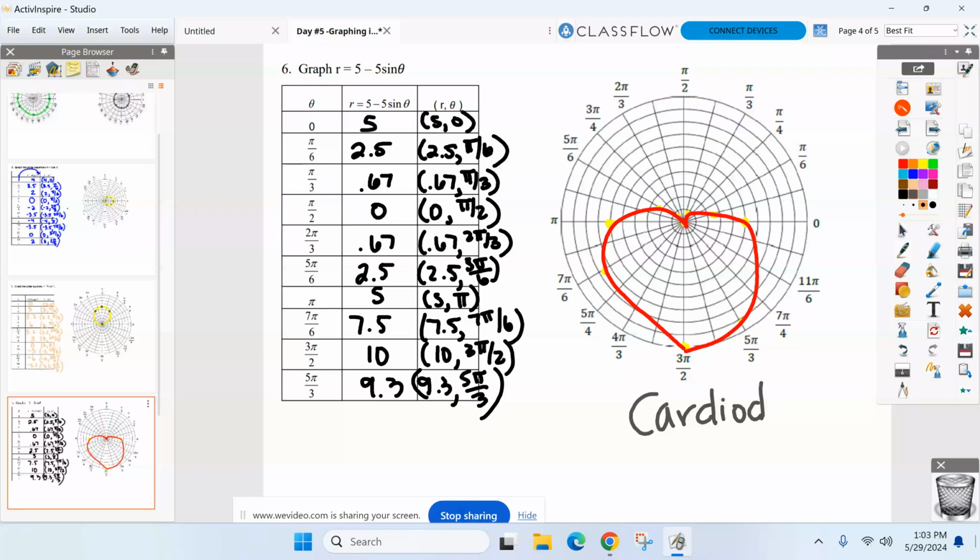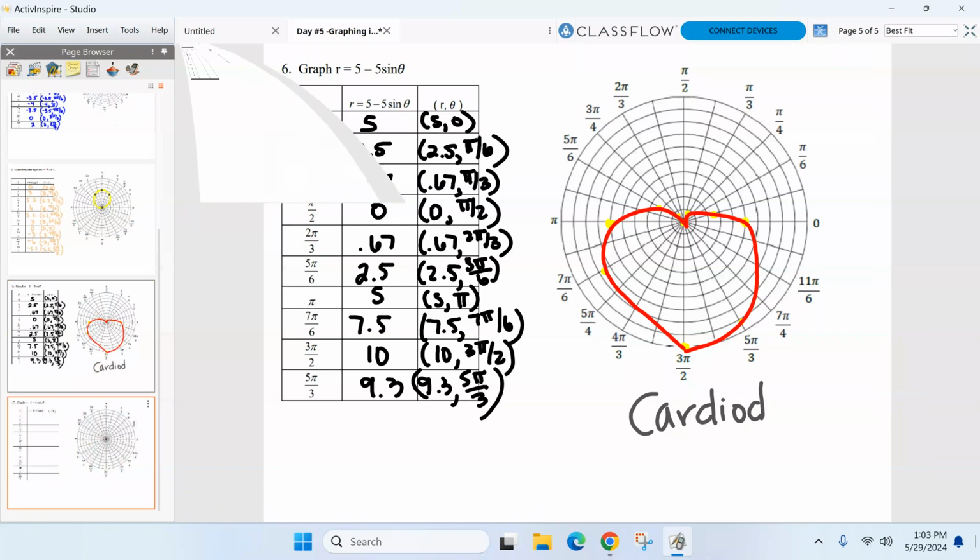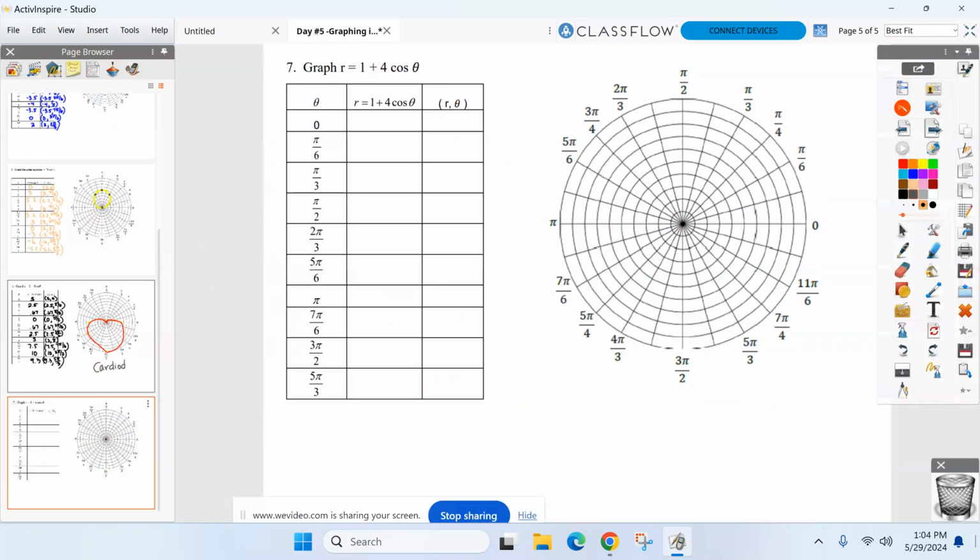Last thing before I get to the last one. That only works if these numbers are the same. Take a look at the next one you're about to do. Are the numbers the same? No. So it's not going to be a cardioid. Don't expect a heart. You're going to expect our final type of graph here. We had circle. We had cardioid. Now the numbers are not the same.